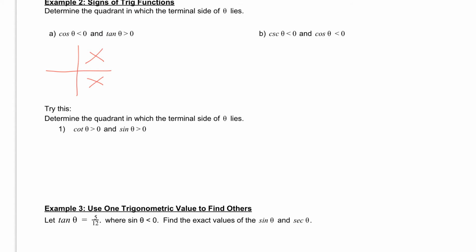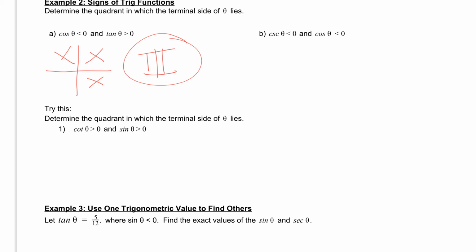Then it says tangent is greater than 0. So we need to figure out, is the tangent greater than 0 here or here? Well, here we have a negative and a positive in quadrant 2, which would make tangent negative. And in quadrant 3, we have a negative and a negative, which makes tangent positive. So we can cancel out that one, giving us an answer of quadrant number 3.